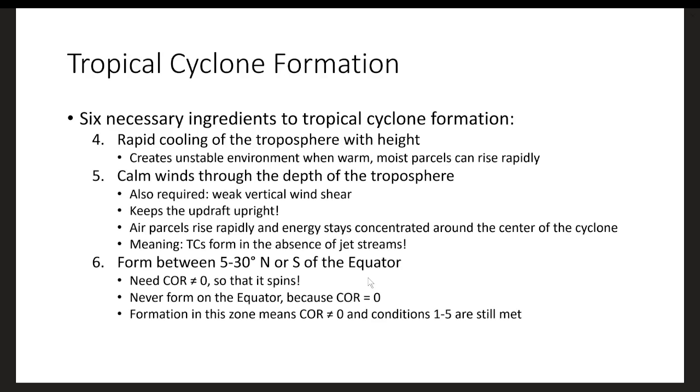And they form between 5 to 30 degrees north or south of the equator. So you need greater than 0 Coriolis, so it can't be on the equator, because that Coriolis creates that spin. The Coriolis on the equator is 0. So if you get above the equator, you have some Coriolis, and if you meet the other conditions, you can still have some spin if you get up to 5 degrees.